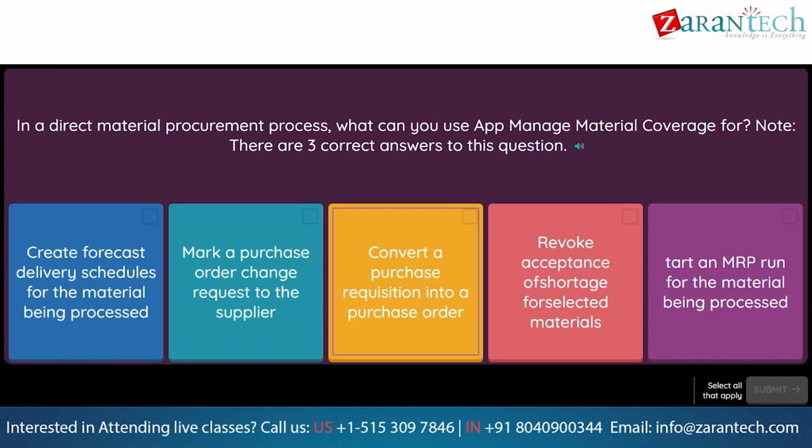Option 3, convert a purchase requisition into a purchase order. Option 4, revoke acceptance of shortage for selected materials. Option 5, start an MRP run for the material being processed.